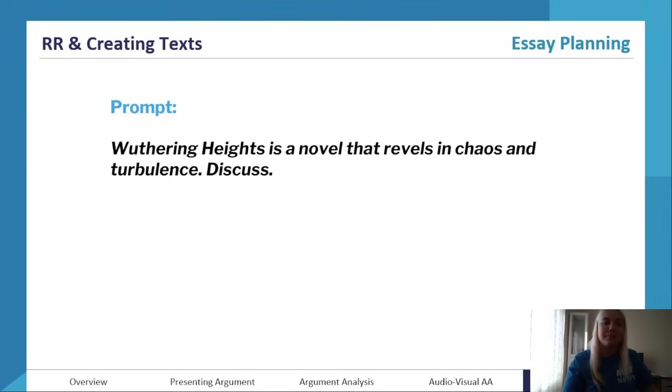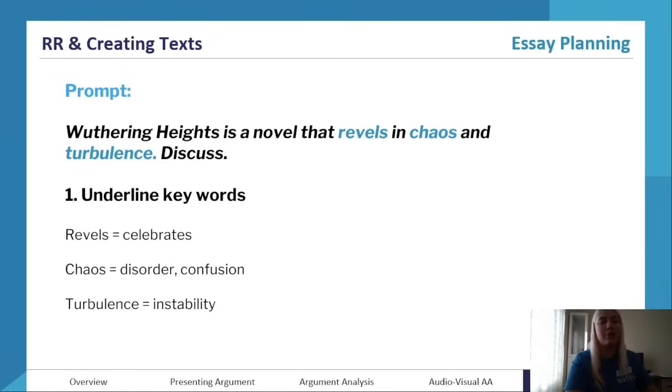Okay, so the prompt we've picked, let's just imagine, for the sake of the task, was: Wuthering Heights is a novel that revels in chaos and turbulence, discuss. And as with any essay, we know we need a counter argument for any text response essay, but discuss just helps to indicate that one of our arguments must be a counter argument, one of our body paragraphs.